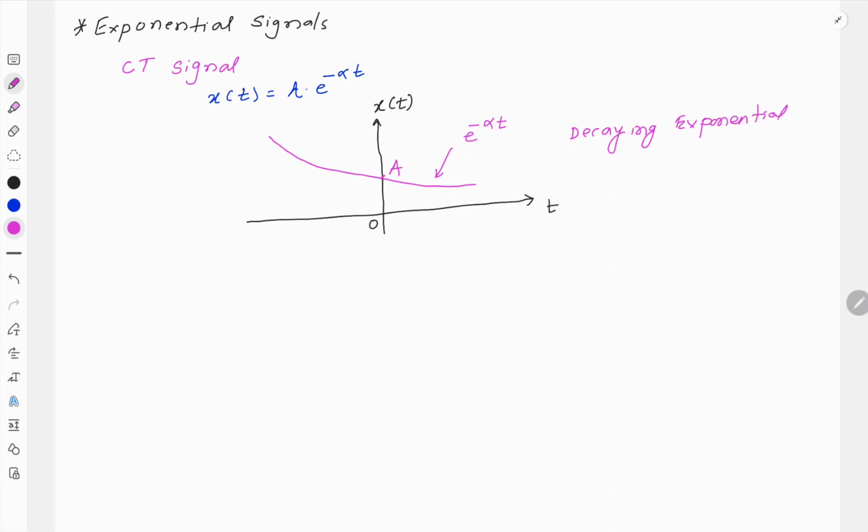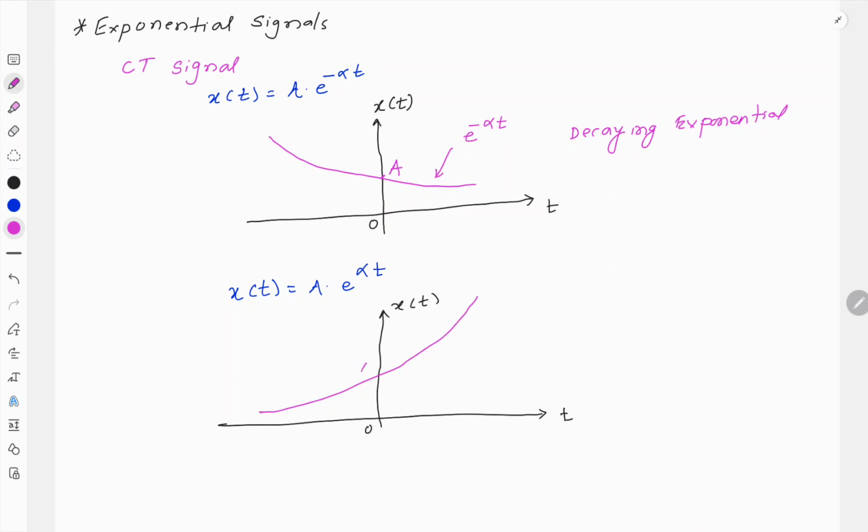Similarly, if the slope of signal is positive, that is if x of t is a into e raised to alpha t. Now here this alpha doesn't have negative sign, so in this case this signal is called as rising exponential, and it is drawn in this way. At origin it will have amplitude a, and slope of this line is e raised to plus alpha t, and this is rising exponential.